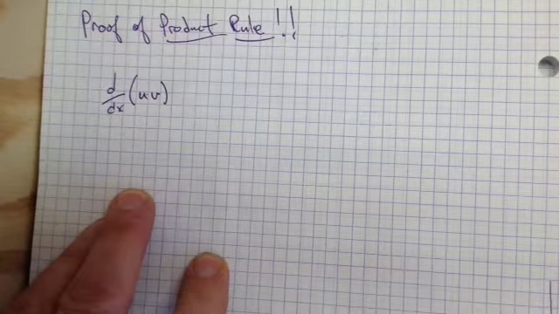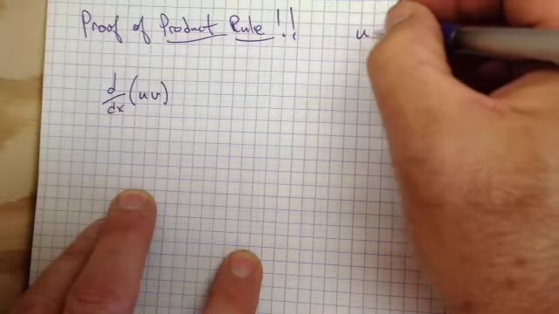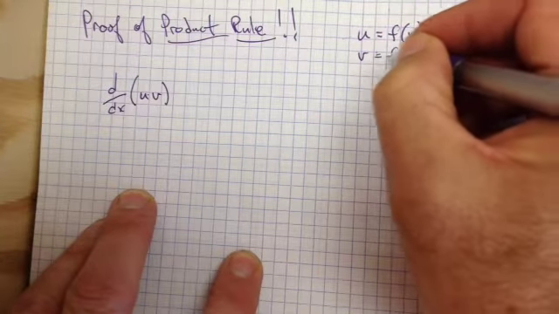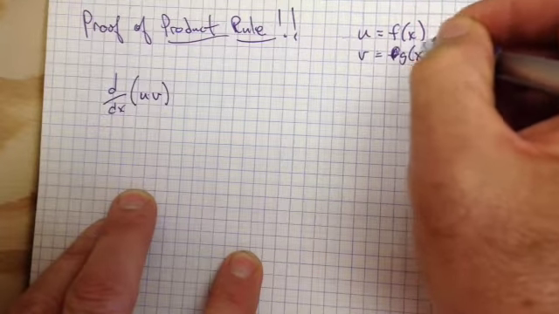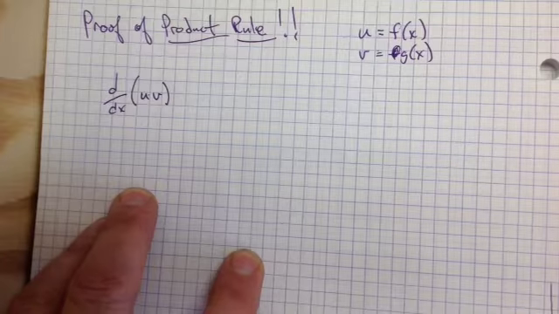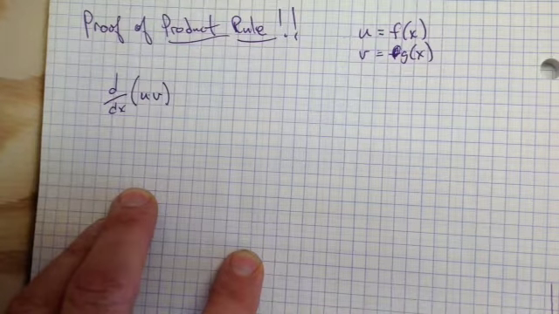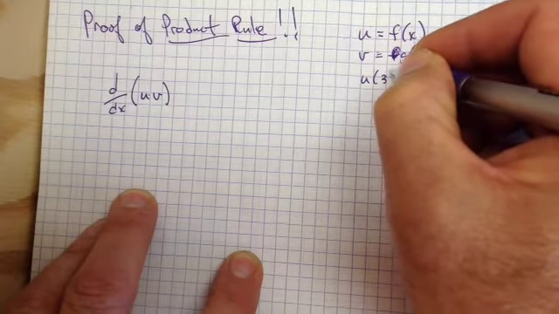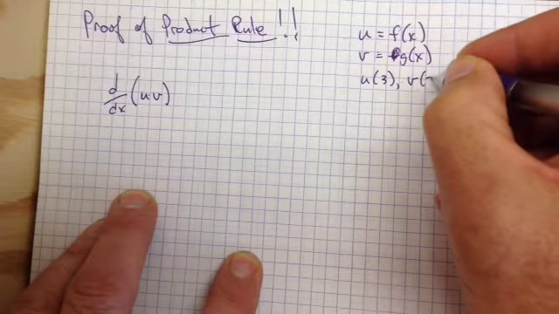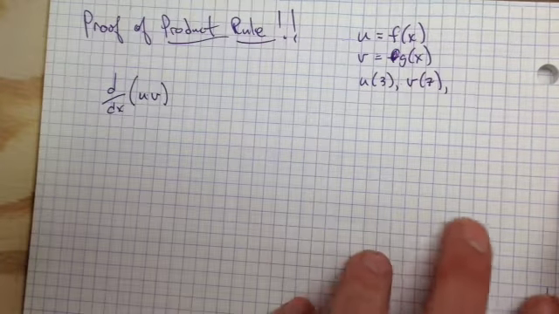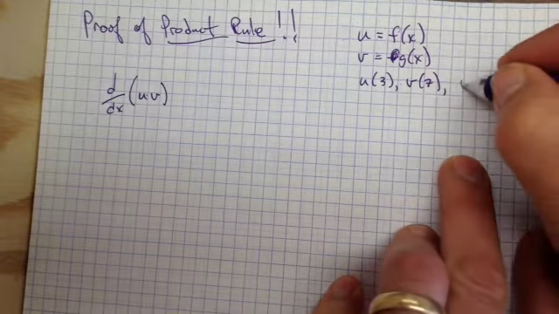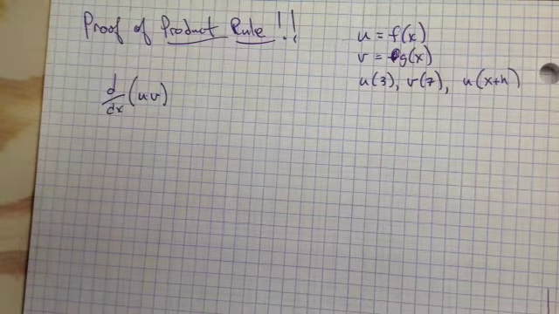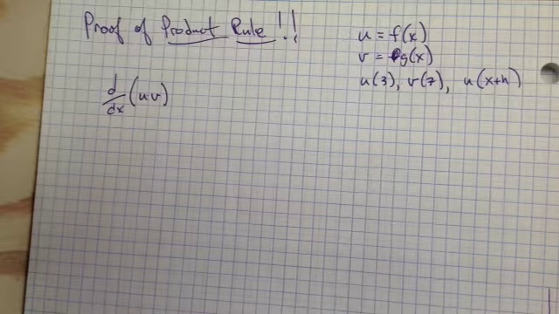Now, the first thing we need to agree on is that u is actually a function of x, and that v is also a separate function of x. We're just being lazy and writing it as u and v. But should we need to, and we will, we could write things like u of 3 or v of 7, or u of x plus h. We can use our function notation this way. So u and v are not constants, they are actually functions.